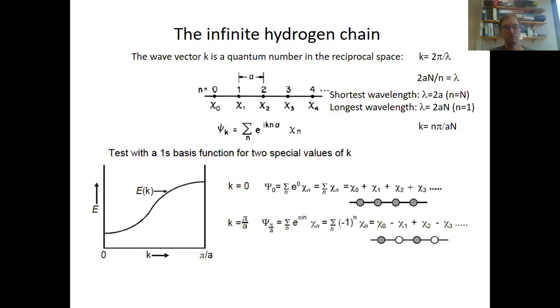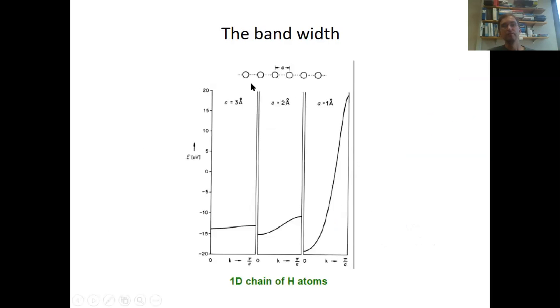Okay, now let's build on these results. In the next step, let us consider bandwidth, which depends on the orbital overlap, which depends on the lattice parameter a. So of course, we can bring our hydrogen atoms in our infinite chain either closer together or further apart. So that will determine to which degree the 1s orbitals overlap. So the more they overlap, the wider the band will become.